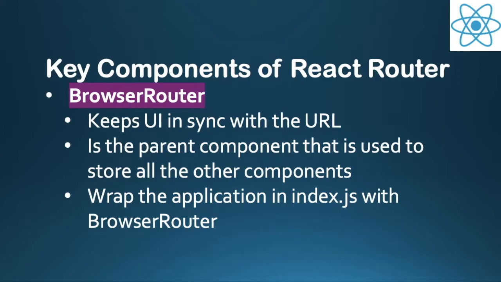How do we use React Router and what are its key components? The first important component is BrowserRouter. What is the purpose of BrowserRouter? It keeps the UI in sync with the URL. It is the parent component that is used to store all the other components, and typically the way to use it is to wrap the application in a BrowserRouter, which we will do in our index.js. Once we wrap our application with this component, it will ensure that the UI is in sync with the URL.